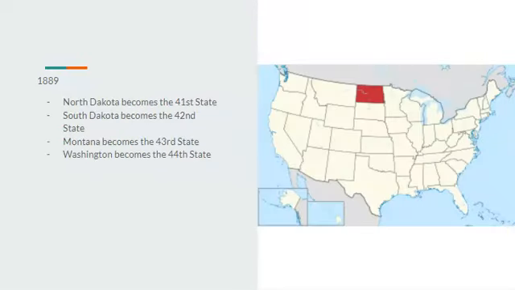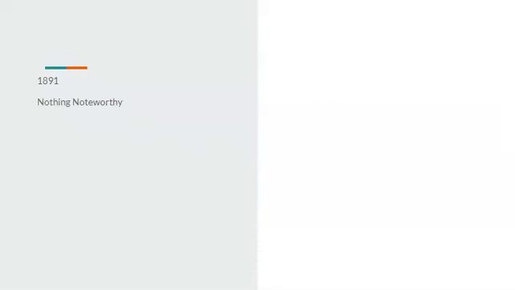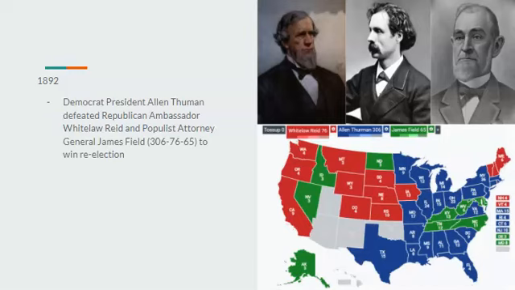Going in 1889, 4 states gained statehood. North Dakota, South Dakota, Montana, and Washington all gained statehood from this. Going to 1890, Idaho becomes the 45th state, as well as Wyoming becoming the 46th, so those two places get statehood. 1891, there's nothing noteworthy. Going in 1892, we do see an election.